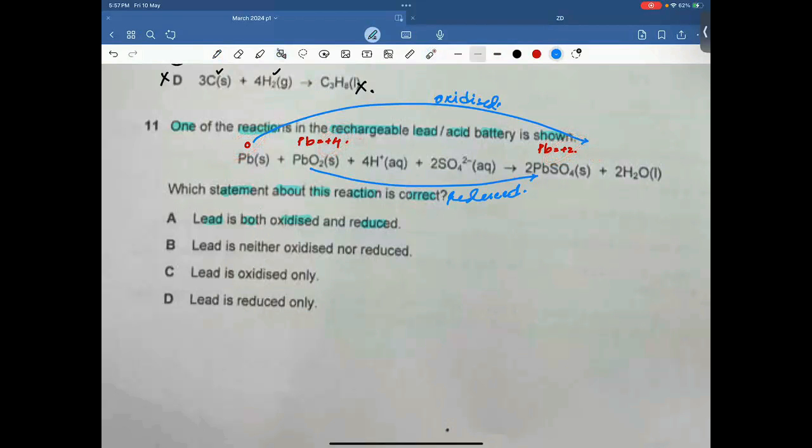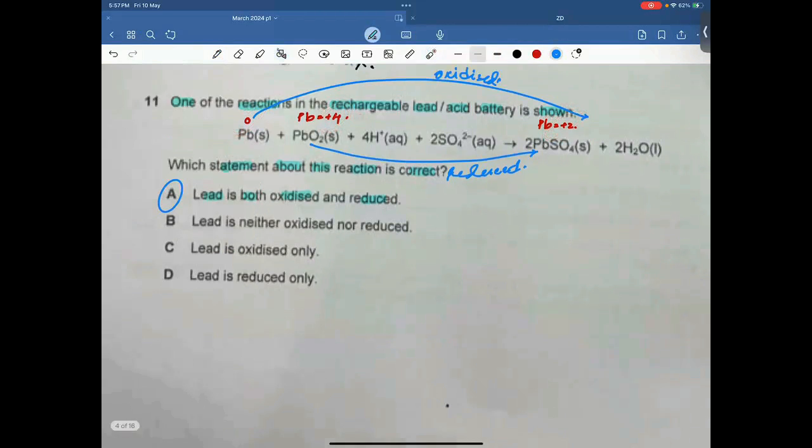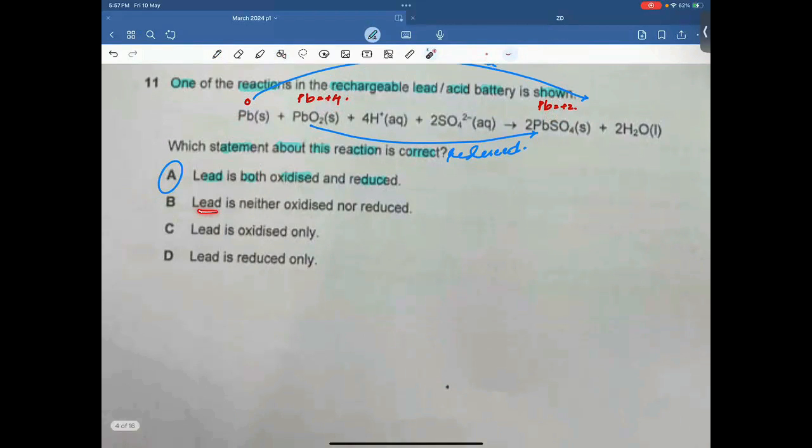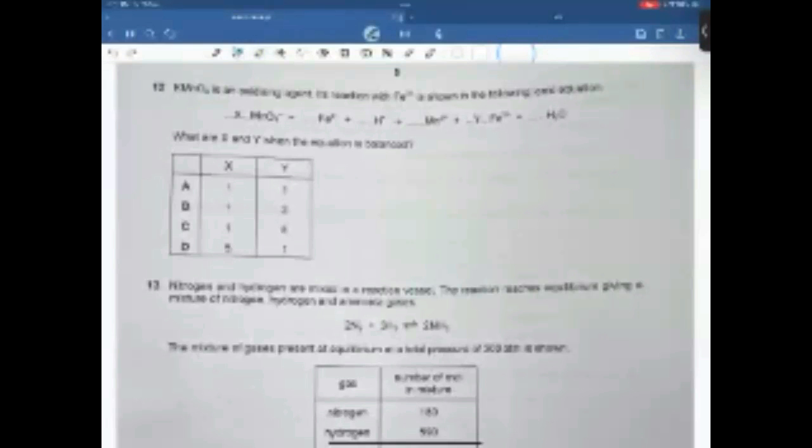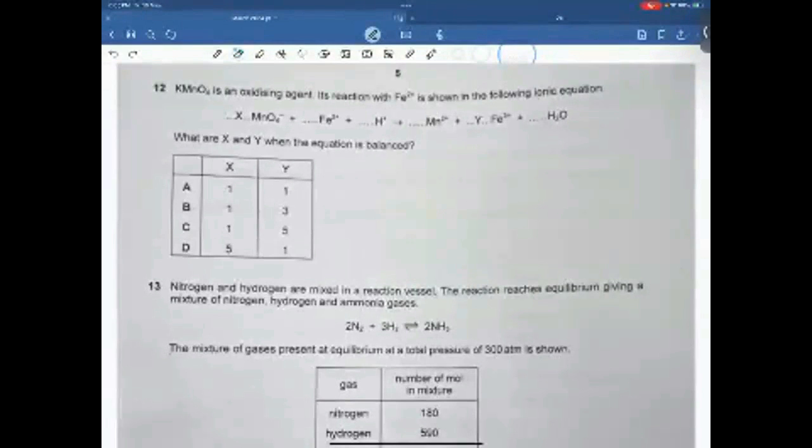So I believe A is the right answer, but let me check the other options. Lead is neither oxidized nor reduced. Well, it is oxidized and reduced, so B is incorrect. Lead is oxidized only. No, lead is reduced also. All right, lead is reduced only. No. So A is going to be the right answer. That's an easy question, by the way, right? So let's start question number 12, guys. KMnO4 is an oxidizing agent, obviously.